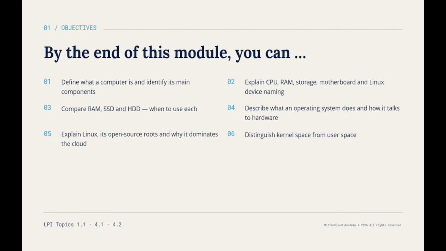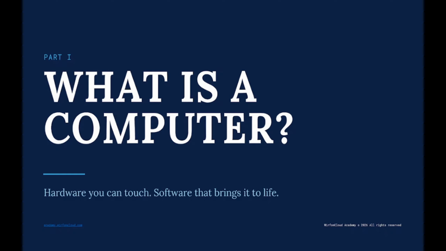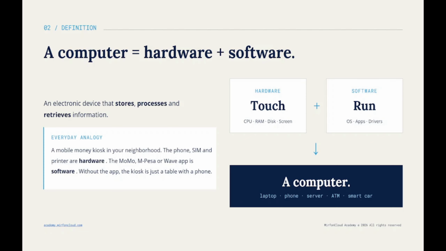All right, let's begin. The most fundamental question of all: what is a computer? You use them every day, but have you ever paused to ask what they really are? That's where we start. A computer, by definition, is an electronic device that stores, processes, and retrieves information. It has two halves: the hardware, which is the physical part you can touch, and the software, the programs that run on top of the hardware.